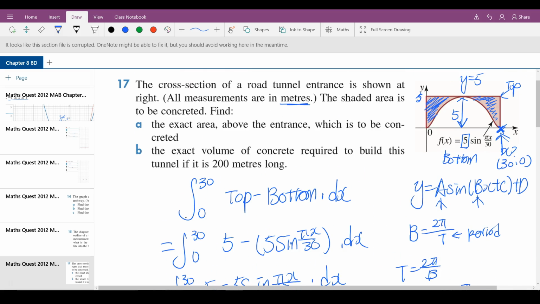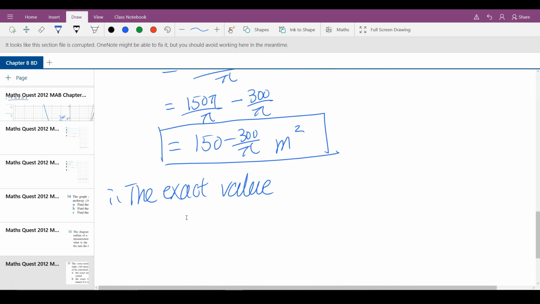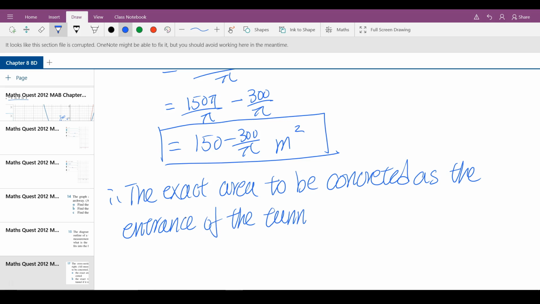So therefore the exact area above the entrance, which is to be concreted, the exact area, not exact value, the exact area to be concreted as the entrance of the tunnel is 150 minus 300 over pi meter square.